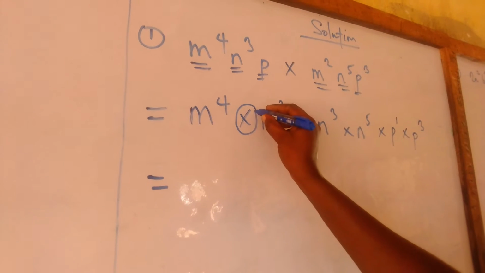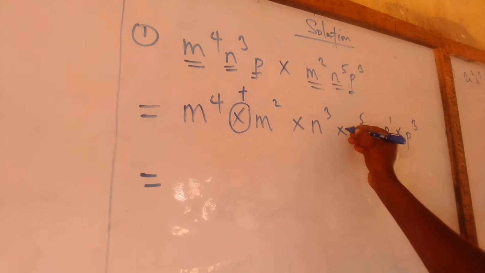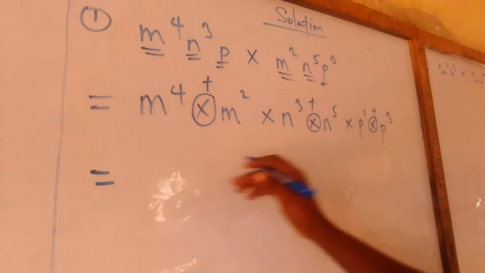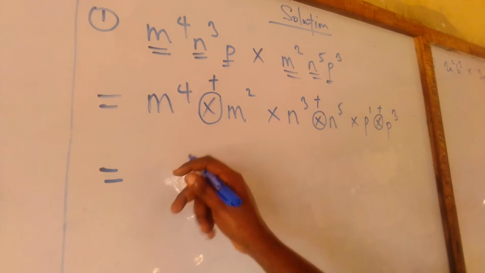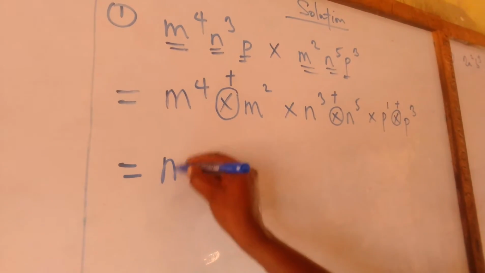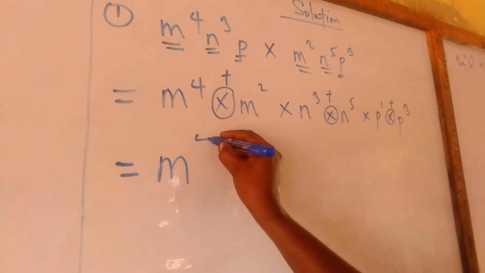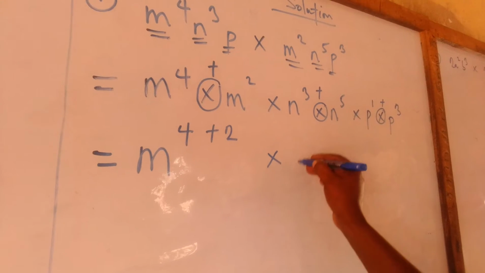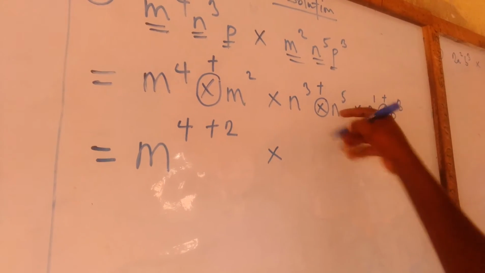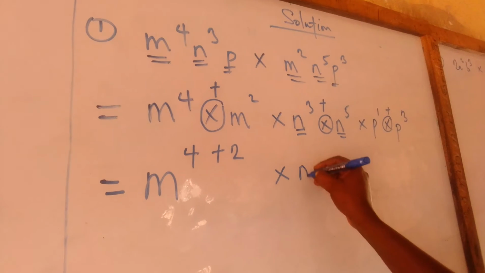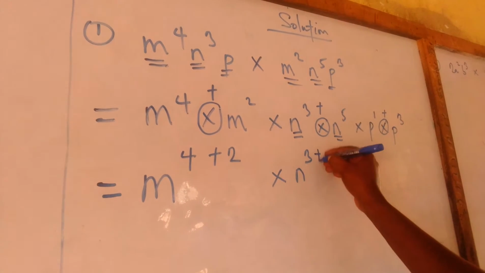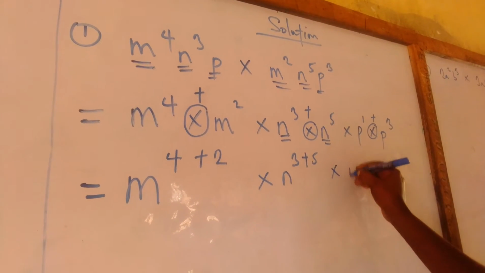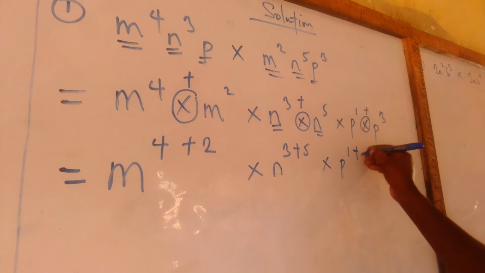Now, from the first law, which is the law of multiplication, anywhere we see multiplication between them, we are going to change it to plus. When we have 2 letters, we shall take 1 out of it. The power of the first one is 4 plus the second power, which is 2. We are going to take 1 m out of it. n raised to power 3 plus 5. Don't forget that this times has changed to plus. The last one, p raised to power 1 plus 3.